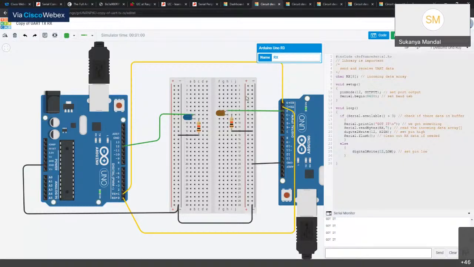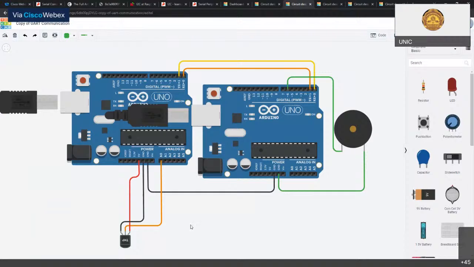Okay. So here is another example of UART, a little more complex. What you see here is a temperature sensor attached to the analog pin. The legs of the temperature sensor are: this is the power, this is the ground, and this is the data. And both the boards are connected to each other using the digital pins. And here, this is a piezo buzzer. We won't necessarily be hearing the buzzer in the simulation, but we'll see how it works.